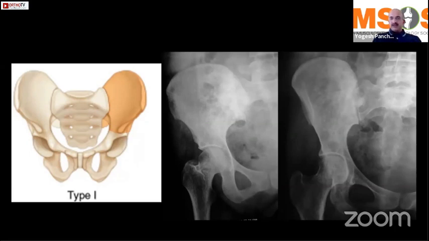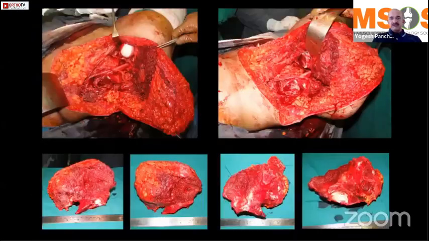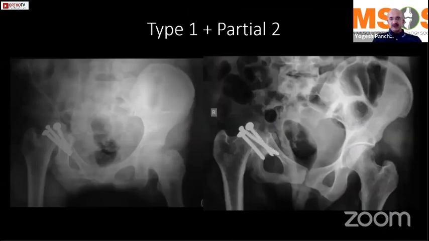They are not very rare as well, and these are the cases which are again treated in a similar fashion, in the form of internal hemipelvectomy, and various types of reconstructive modalities can be done. In this particular case, an ischiofemoral arthrodesis has been done.